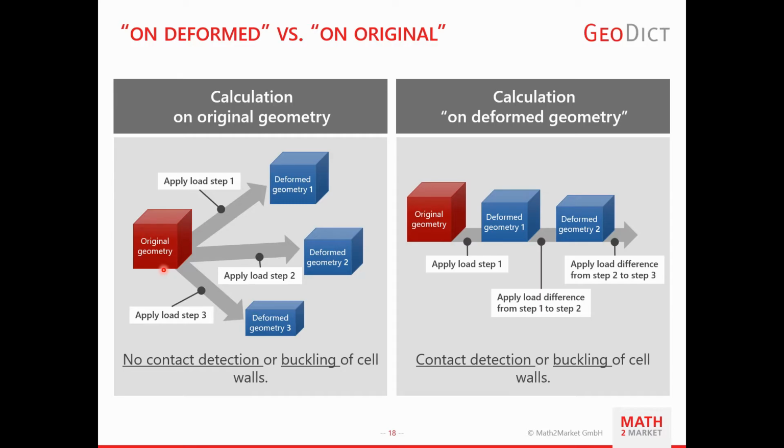If you calculate on the deformed geometry, on the other hand, you have the original geometry, which is again deformed by, for example, 1%. And the next iteration does not go back to the original geometry, but it only goes back to deformed geometry 1. And it takes that and deforms it by another 1%. And thereby you can get a gradually non-linear deformation during your simulation, and you have contact detection, and you can have also things like the buckling of cell walls.